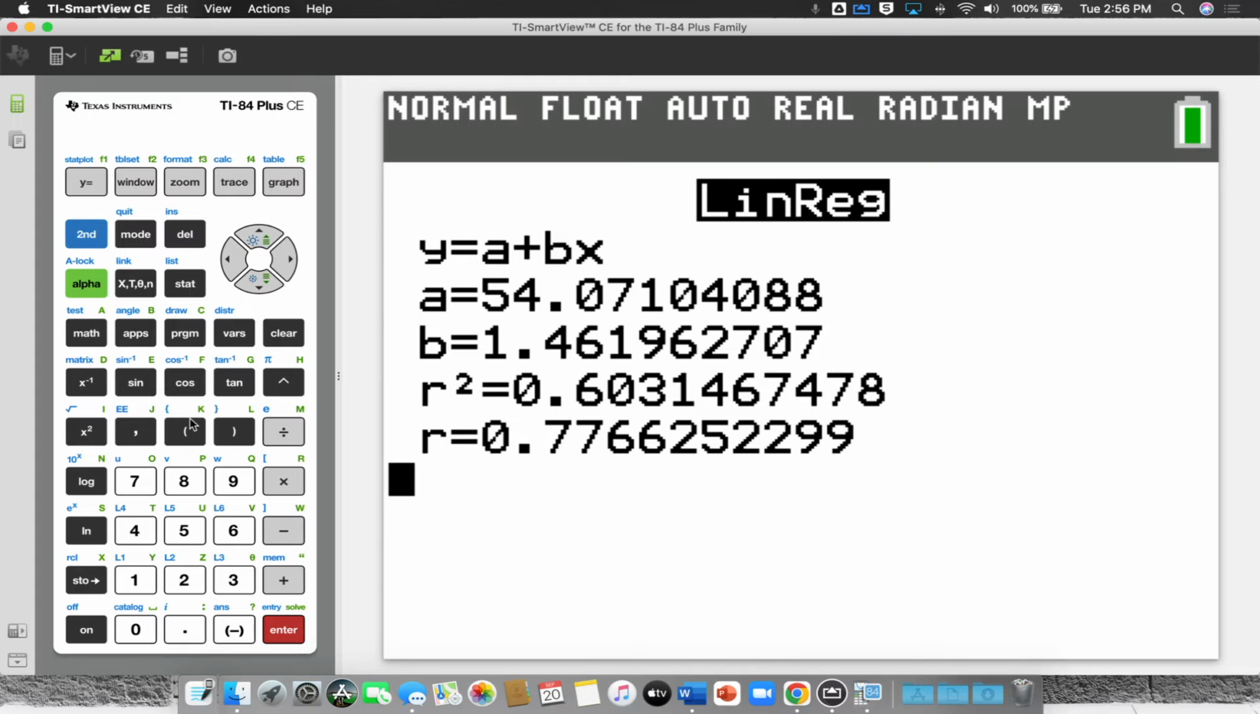Or actually, no, don't go to the list. Sorry, don't go to the list. Go to, where is it? Go to this button right here. We haven't used this function before. It's called vars. It's right underneath clear, right by clear, right to the left of clear. It's called vars.